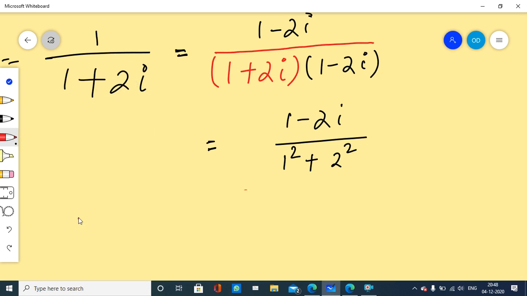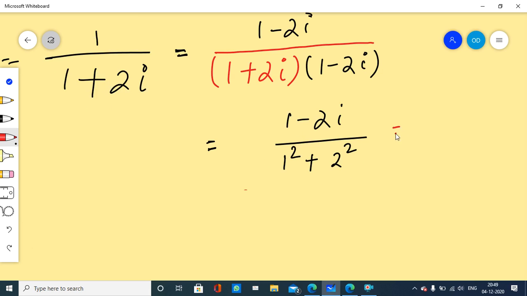For example, 4 is also equal to 8 by 2. They have the same value. They are the same numbers. But they just look different, right? Similarly, here I am doing what? Keeping the value same, I am just bringing it to look in its standard form.